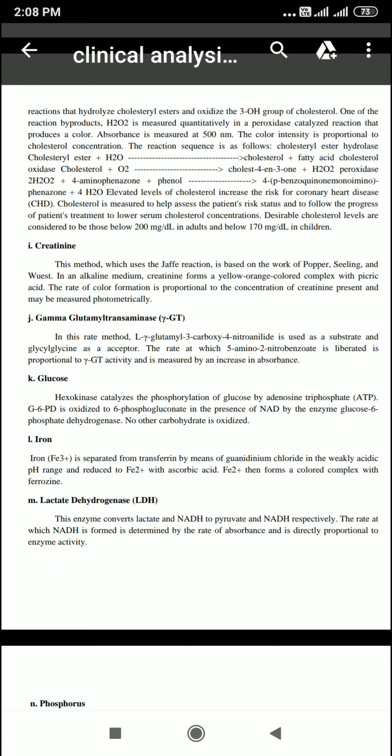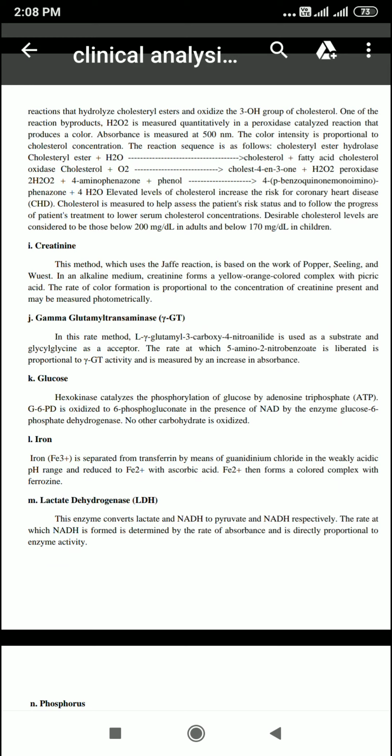to lower serum cholesterol concentration. Desirable cholesterol levels are considered to be those below 200 mg per dL in adults and below 170 mg per dL in children. Now the next test is for creatinine.